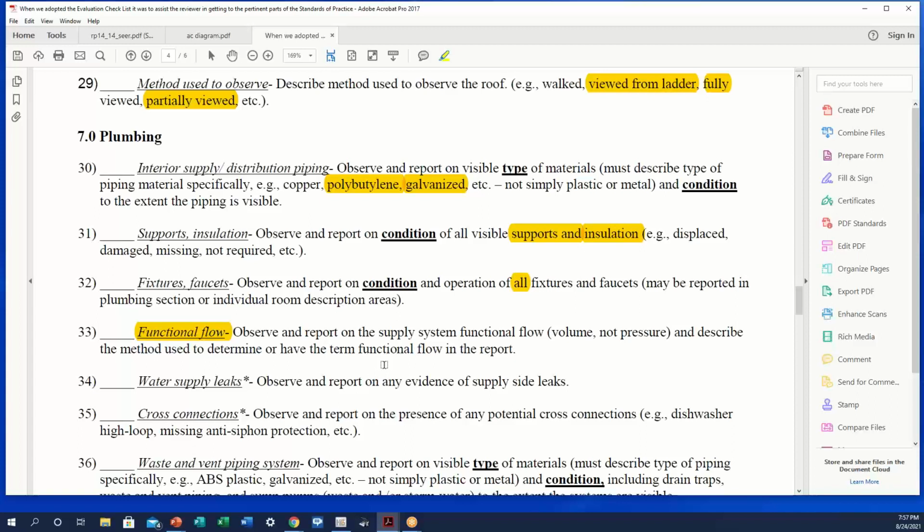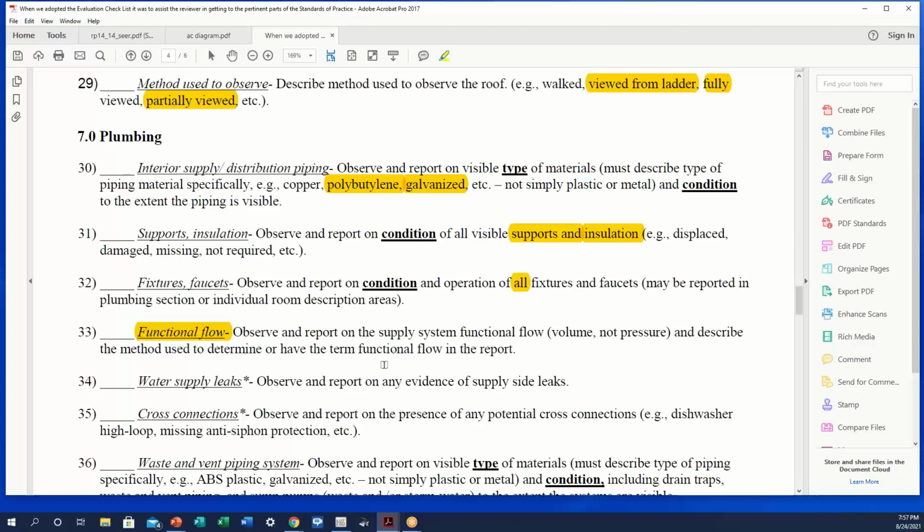Why don't you tell me what you mean in my report? What should I do? Should I write the word functional flow in my report? Have the term functional flow in the report. In my plumbing section, it says that there's functional flow at all fixtures throughout the house. If I find one that's not working, then I have to change that. But nonetheless, that automatically goes in my report.